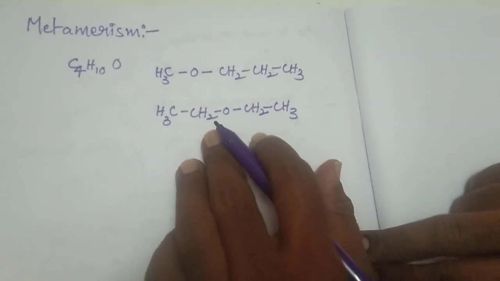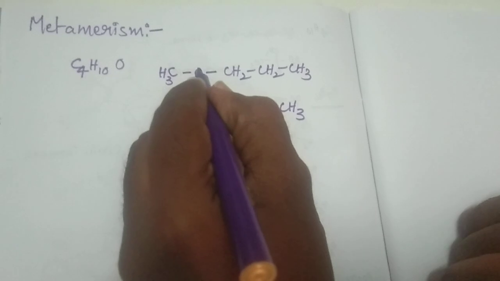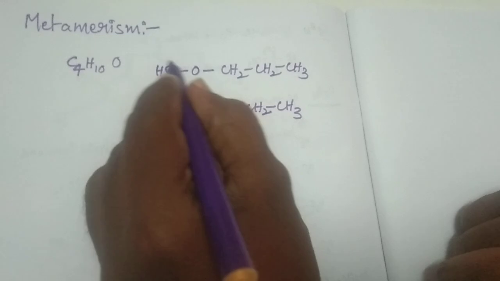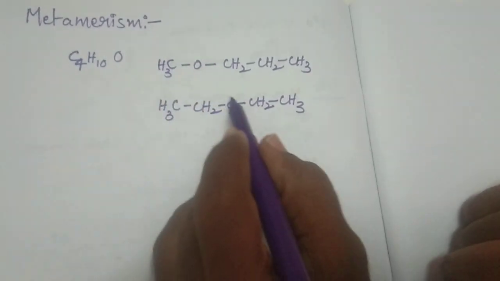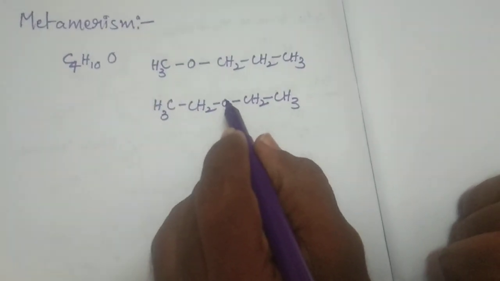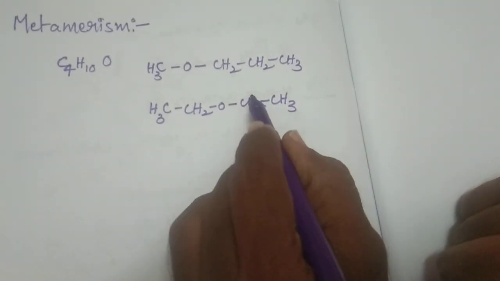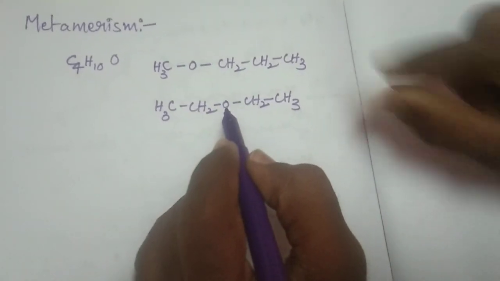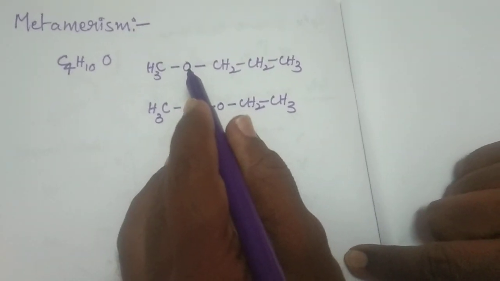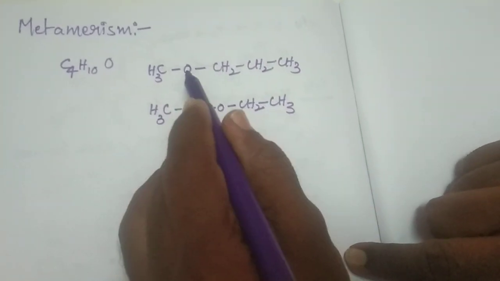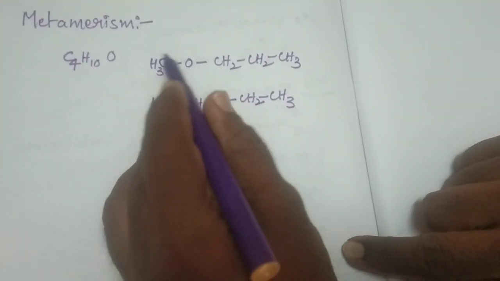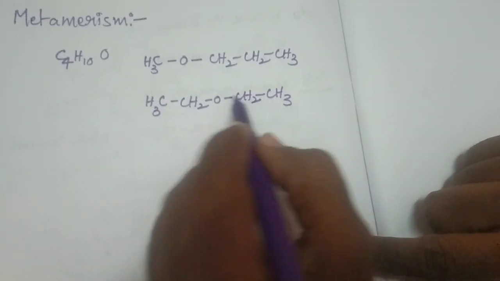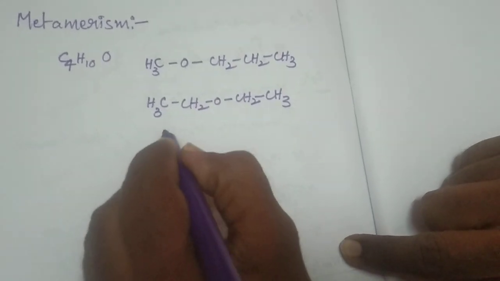like this. So this is the divalent atom. On one side is the propyl group, on the other side is the methyl group. For the same molecular formula here, there is an oxygen atom which is divalent, and on one side an ethyl group, on the other side also an ethyl group. So what is the difference between these two isomers? There is a difference between the alkyl groups attached to the divalent atom. Here one side methyl group, another side propyl group. Here both sides you have the ethyl group. So these two are called metamers.